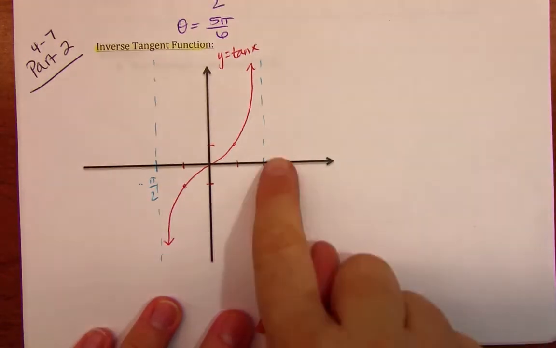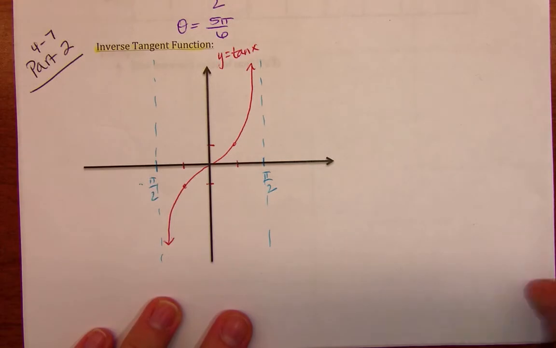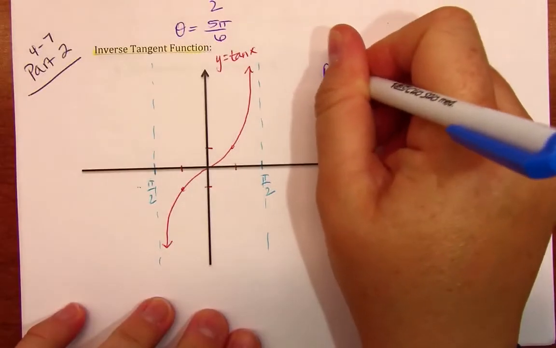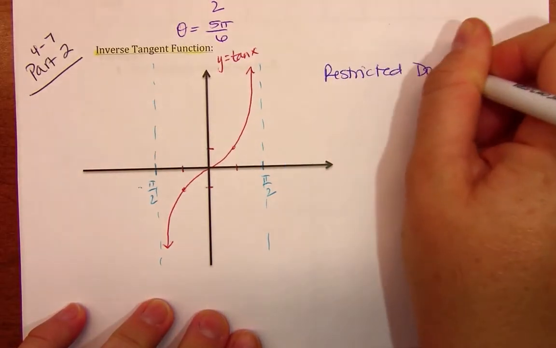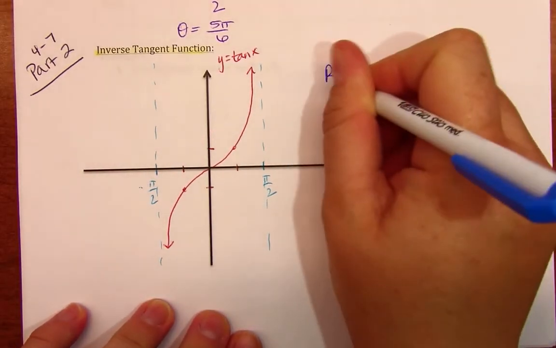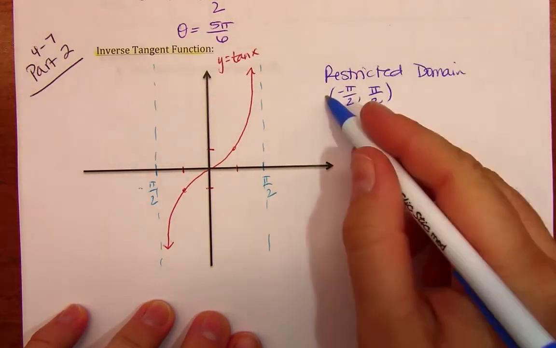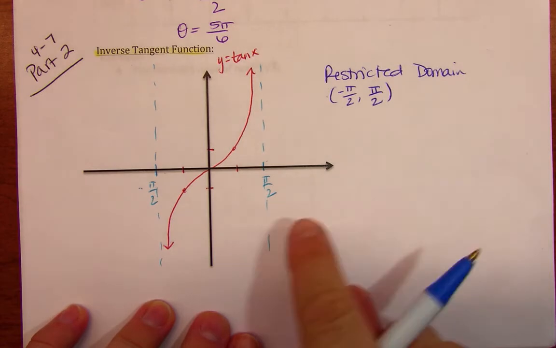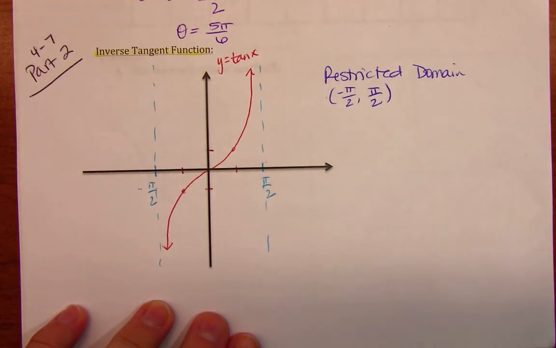Now, if we had several periods of tangent lined up, then it would not pass the horizontal line test. But on the restricted domain from negative pi over 2 to positive pi over 2, and notice I'm using parentheses because those points are not defined, there's asymptotes there, we have an inverse tangent, so on this restricted domain.